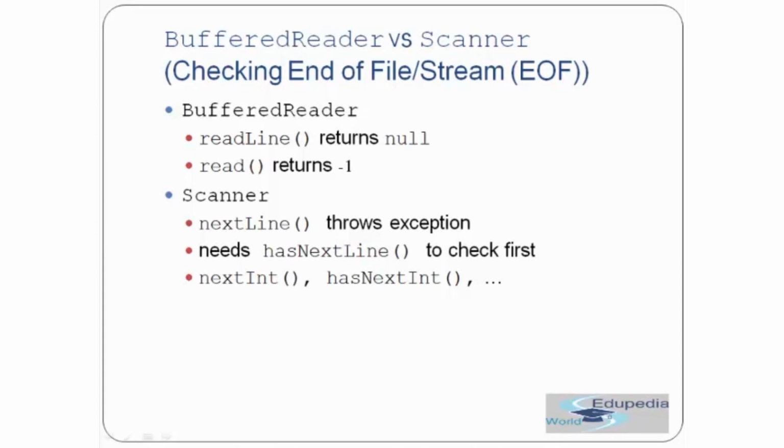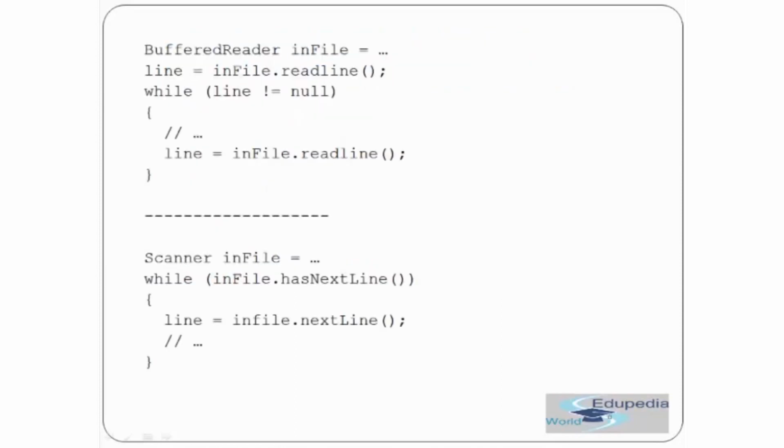Similarly, for int and float, we have nextInt and hasNextInt, and for float, nextFloat and hasNextFloat, and so on. Now, BufferedReader inFile equals new BufferedReader, and line equals inFile.readLine. So we are reading the whole line using readLine. And then while line is not equals to null, we are doing inFile.readLine. In this way, we are reading the complete line.